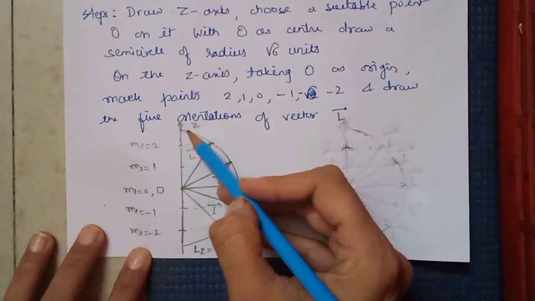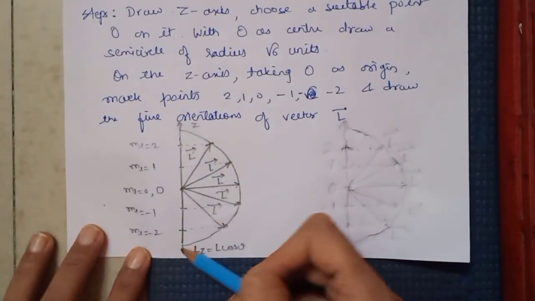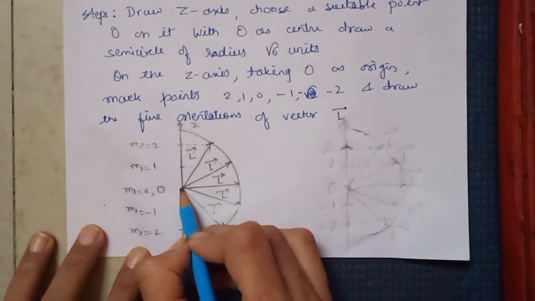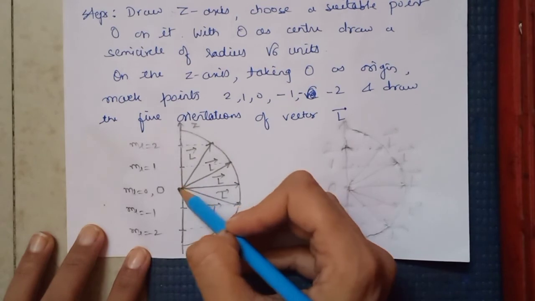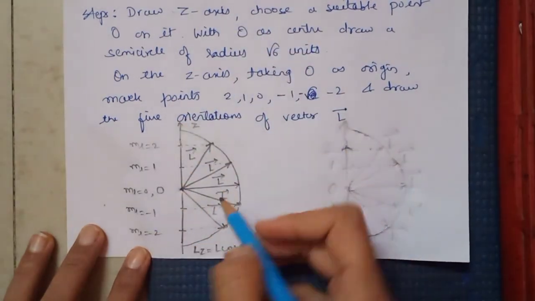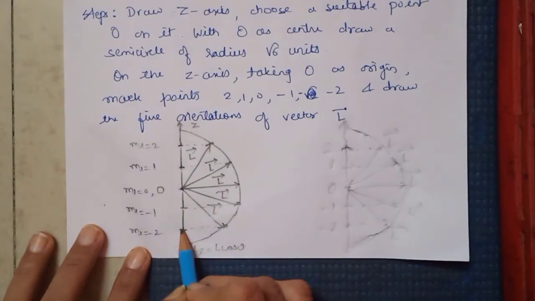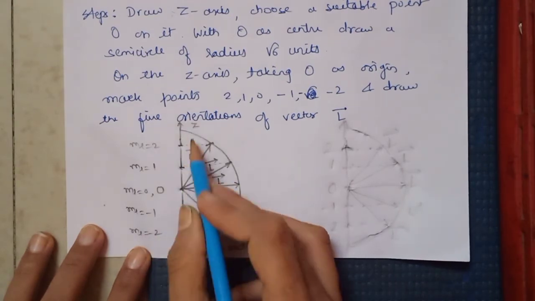So this is a semicircle of radius root 6. You can take any proportional radius. This is O, the origin, any point O. And taking O as the center I drew this semicircle. And this is suppose 1, this is suppose 2, this is minus 1, minus 2. I marked points on this Z axis.